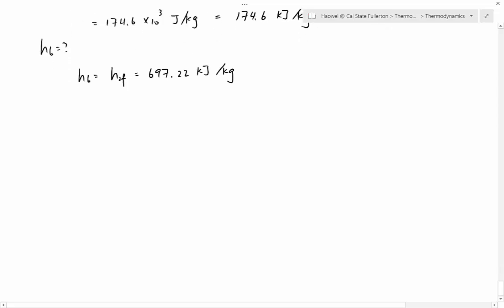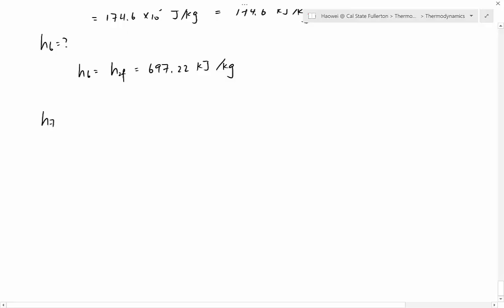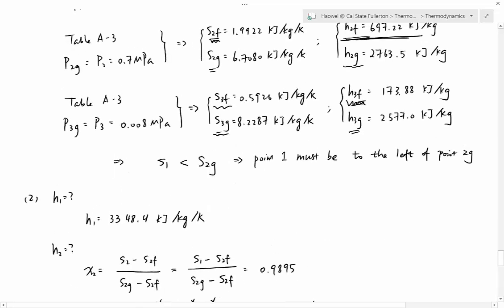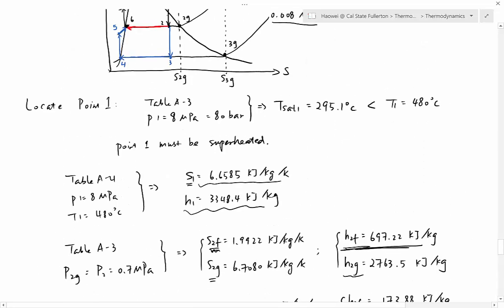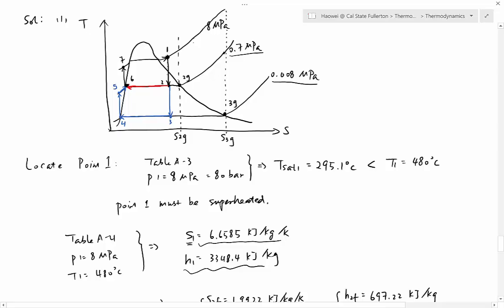Okay, and then the next one is H7. How do we look for H7? Let's take a look at the diagram again. 6 to 7, that's another pump, and we always use the same method for a pump. So we just repeat what we did for number 5 again, this time to look for H7.